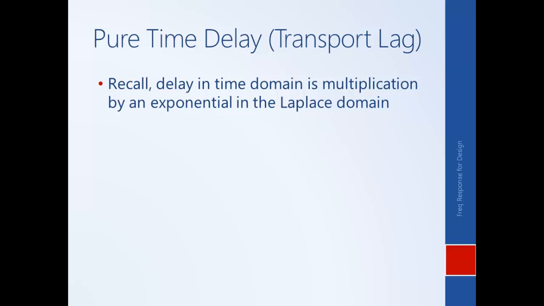We discussed this property earlier in this semester, and you probably don't recall it, but delay in the time domain is multiplication by an exponential in the Laplace domain. And this is sort of the inverse: delay in the Laplace domain is multiplication by an exponential in the time domain. If you don't remember this property, that's fine. It's not a big deal.